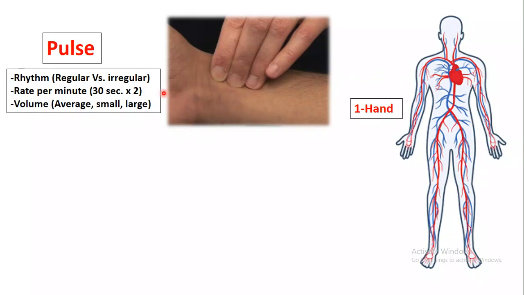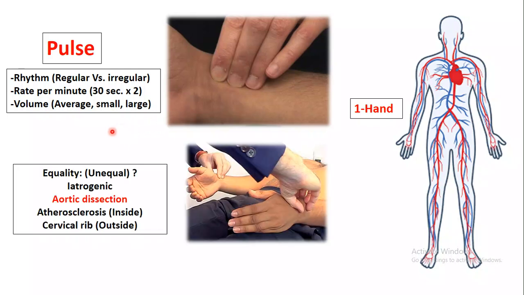Then assess the heart rate per minute by simply counting the rate in 30 seconds, then multiplying by 2 for the sake of time. Assessing pulse volume: to appreciate any abnormalities in the pulse, you should palpate a lot of normal people to become aware of the sensation of normal pulse volume, which is called average pulse volume.